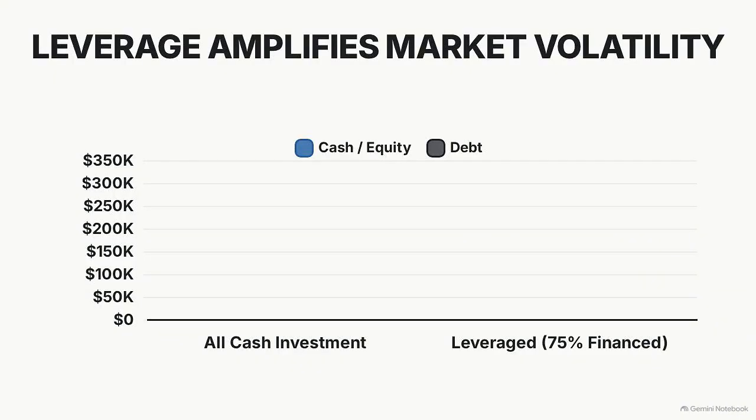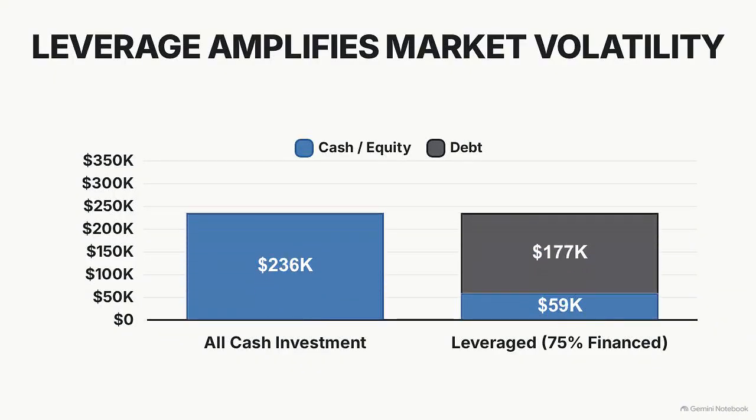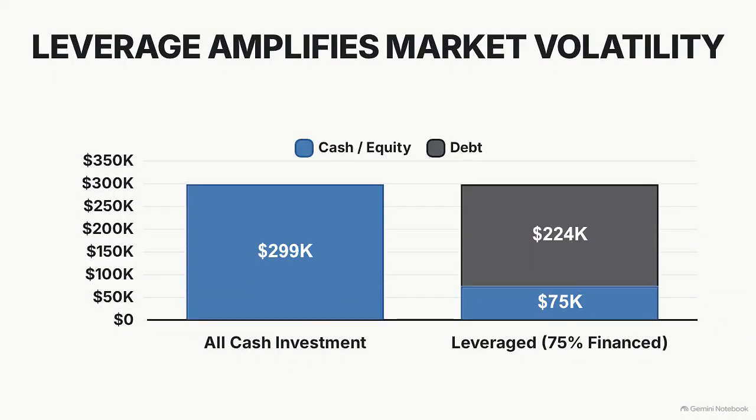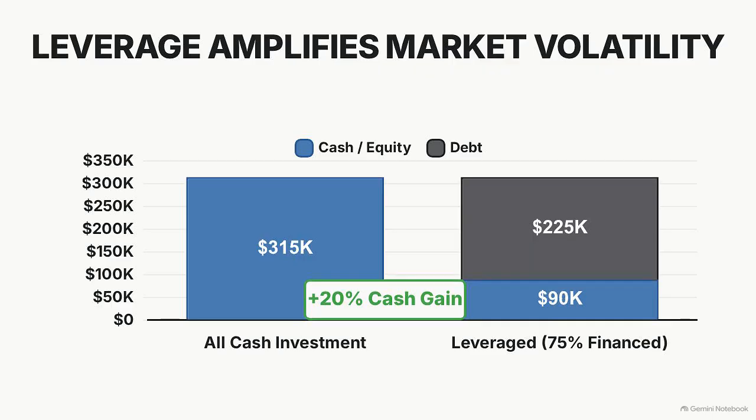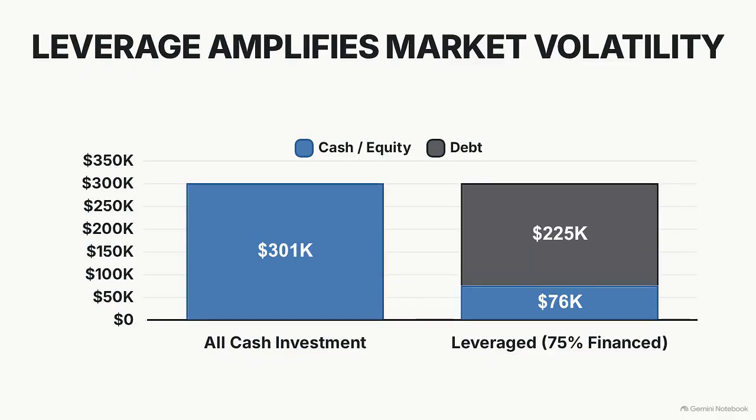This chart shows amplification. Here are two identical $300,000 properties. On the left, all cash. On the right, $75,000 down, $225,000 financed. Suppose the property appreciates 5% to $315,000. For the leveraged investor, that $15,000 is a 20% gain on their down payment.